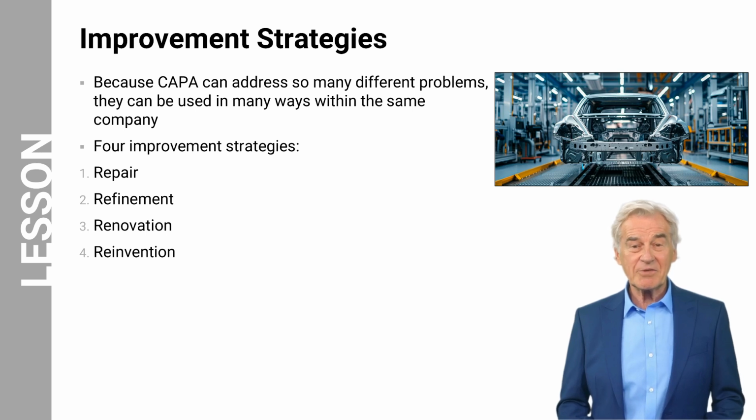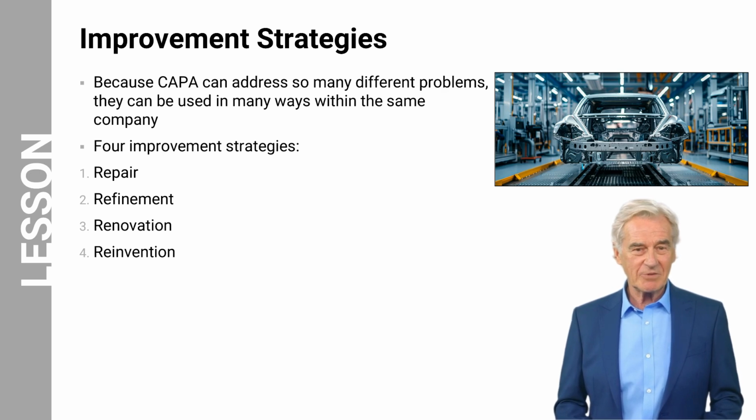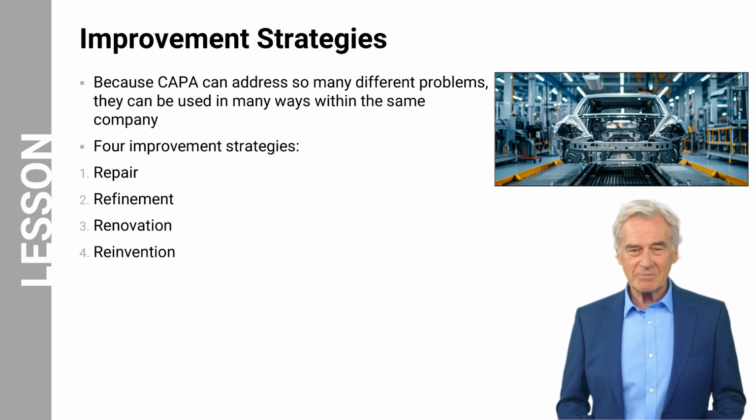Because corrective and preventive actions can address so many different problems, they can be used in many different ways within the same company. Process improvement is continuous, and different types of improvement strategies are appropriate in different situations. There are 4 main improvement strategies for which CAPA can be used. They are repair, refinement, renovation, and reinvention. We will discuss these strategies in detail in the upcoming slides.